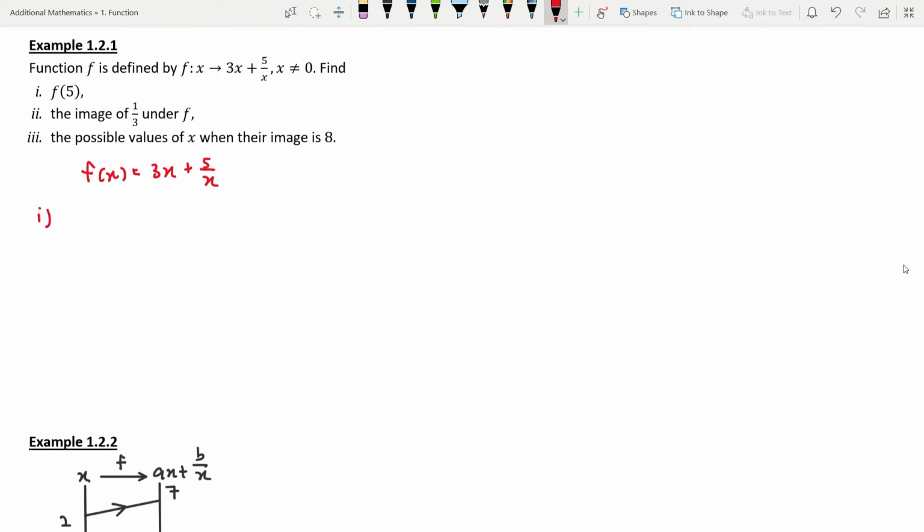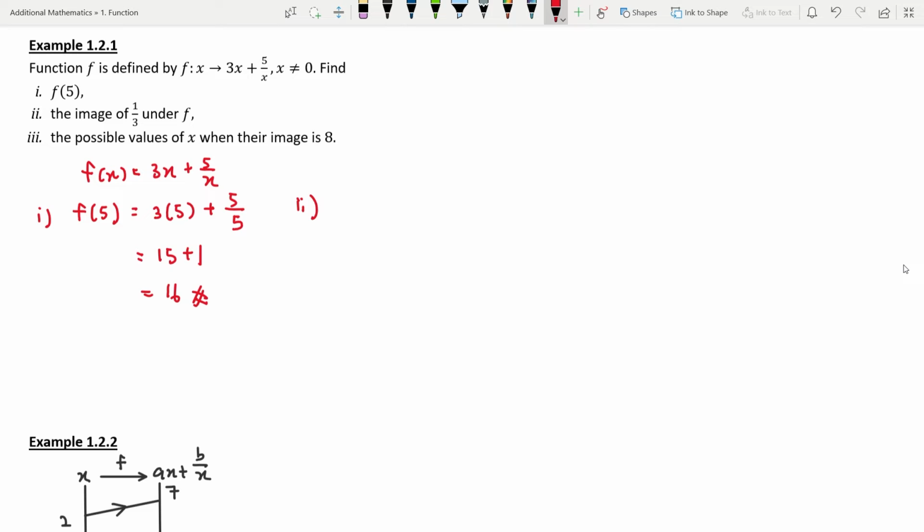For the first part, we are asked to find f of 5. In this case, we substitute the x with 5. We have 3 multiplied by 5, add 5 over 5. We have 15 plus 1 equal to 16.